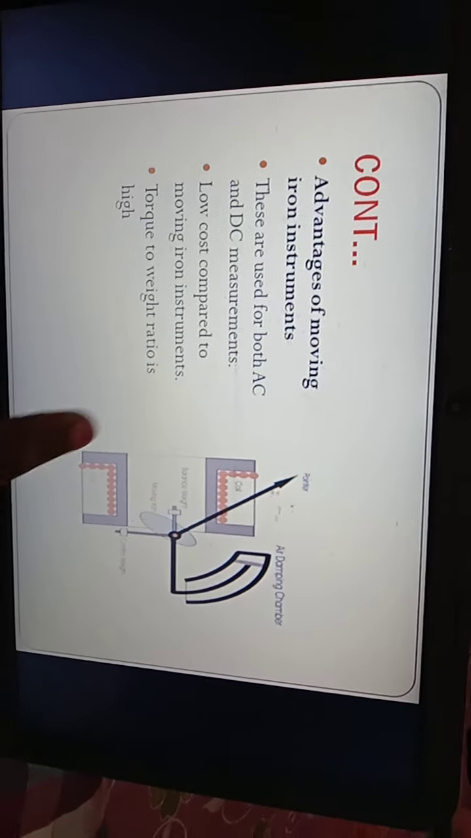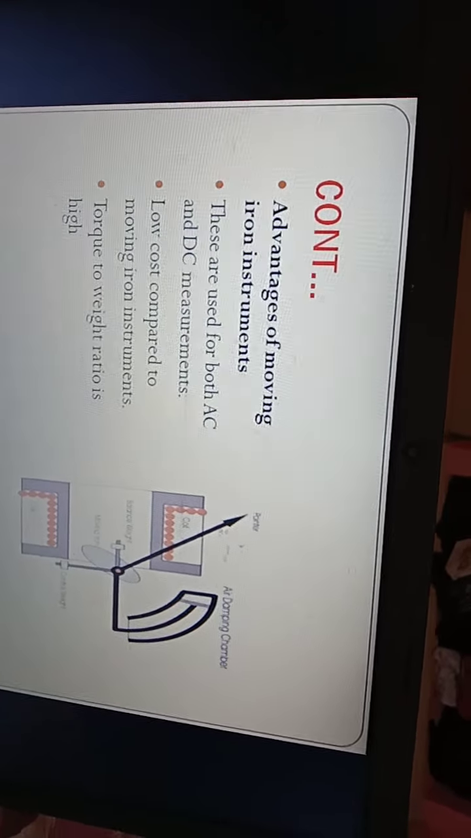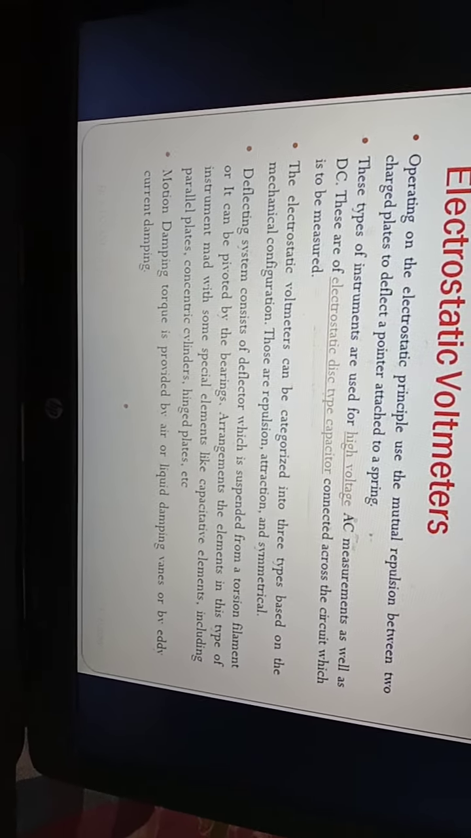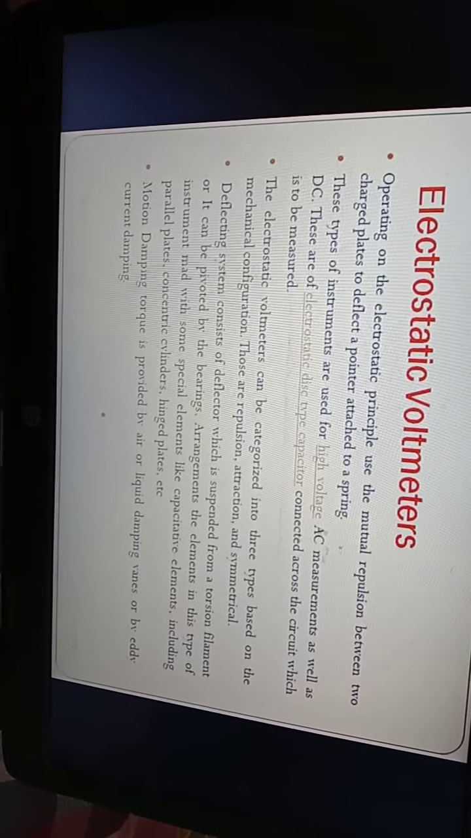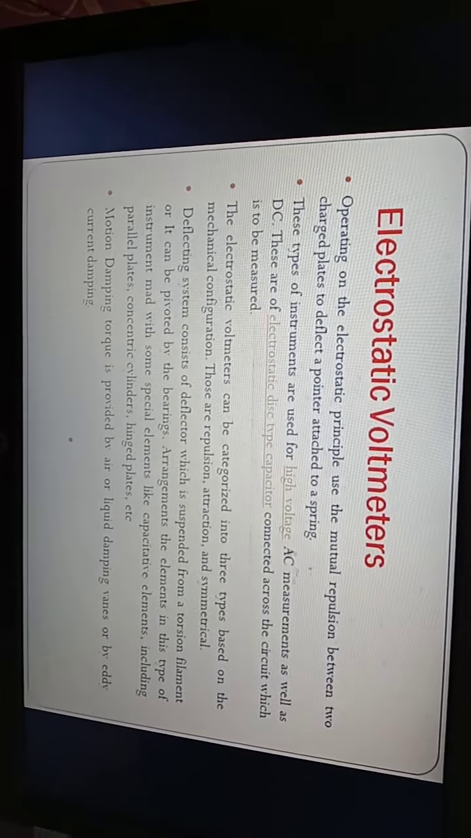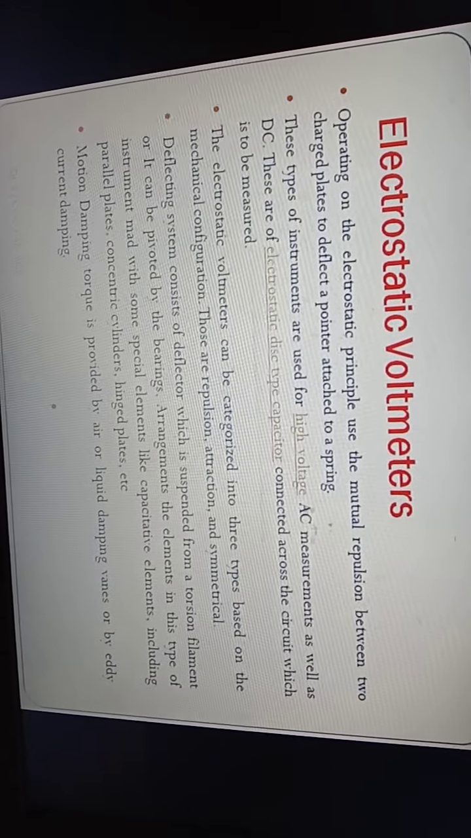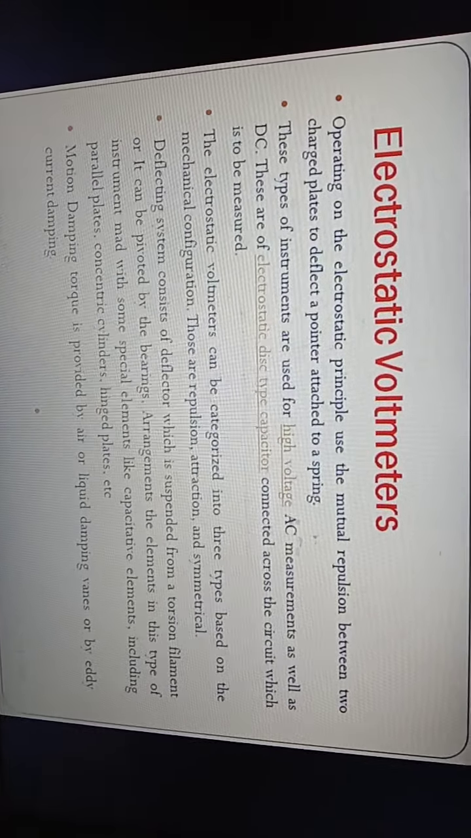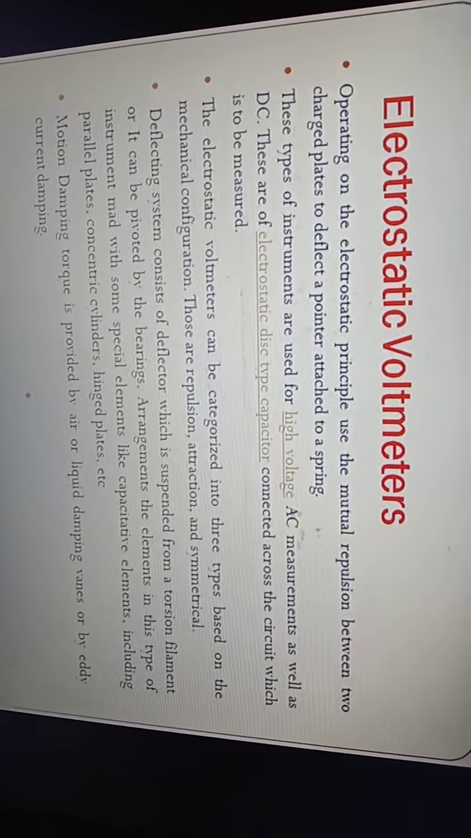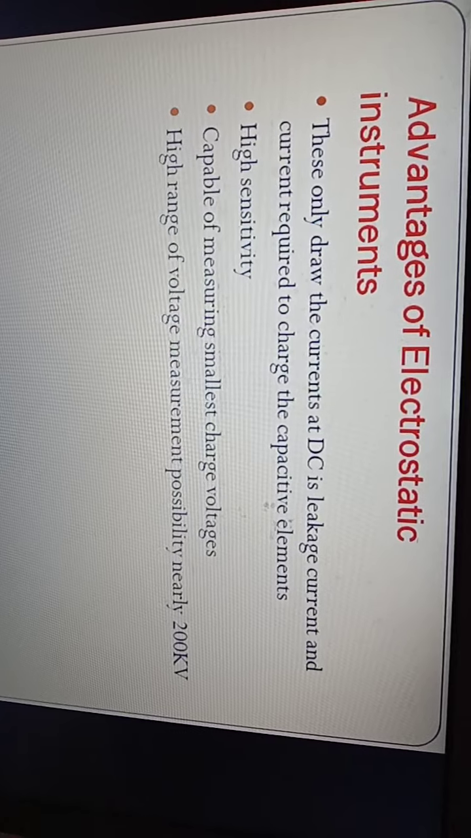So this moving iron instrument is used for both AC and DC measurement, it is low cost, and the torque to weight ratio is high. In the electrostatic voltmeter, we can use two coils. The electrostatic repulsion force between the two coils will act on the coil. Electrostatic voltmeters are categorized into three types. One is the repulsion type, the second one is the attraction type, and the third one is the symmetrical type. So these are the advantages of electrostatic instruments.